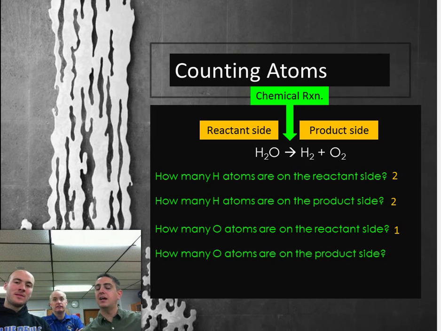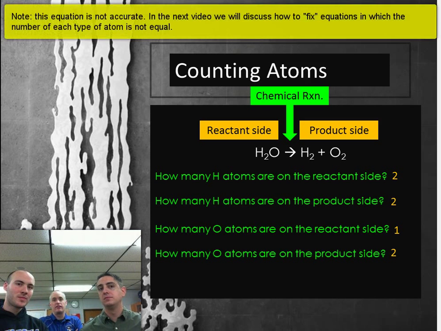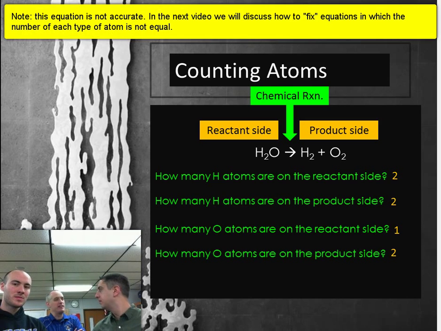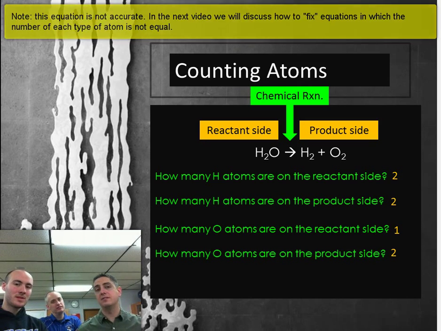Now, on the product side, how many oxygens are there? There's a little 2 there again. So 2. So there's not the same number of oxygens on one side as the other. So would that mean it's not balanced then? It is not.